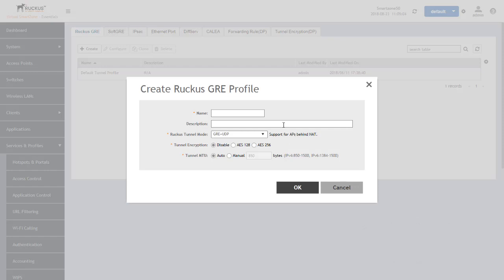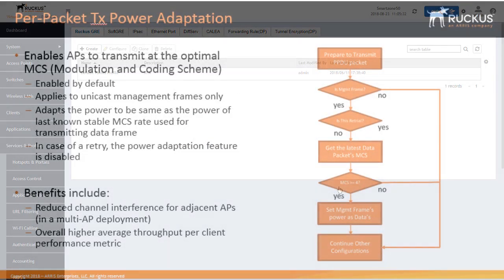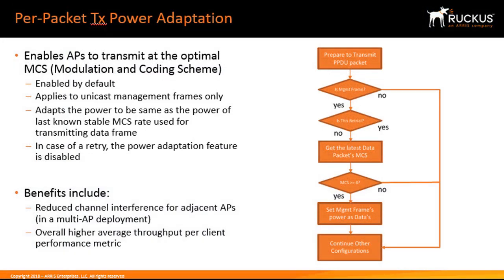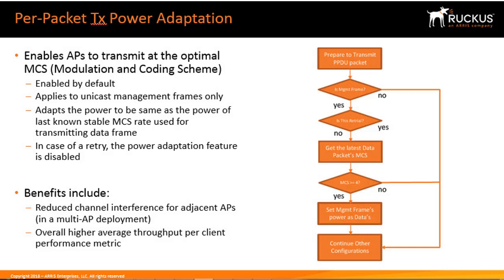APs that do not support the AES 256 encryption, they will continue to use the AES 128 encryption option that you've selected. The last two topics I'd like to discuss is the Per-Packet Transmit Power adaption as well as the DHCP and NAT license options. First is the Per-Packet Transmit Power adaption. So this enables APs to transmit at an optimal MCS or modulation encoding scheme. It's enabled by default and adapts the power to be the same as the power of the last known stable MCS rate used for transmitting data frames.